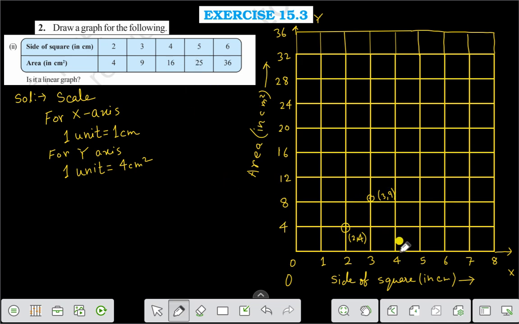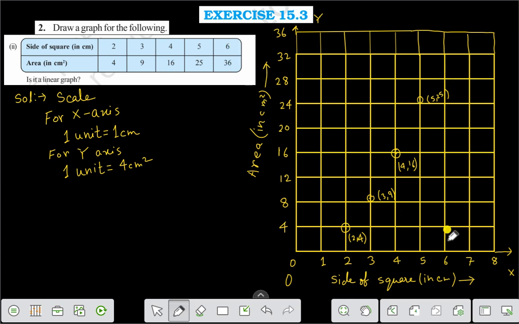Next point is 4, 16. This is 4 and this is 16. This point is 4, 16. Next one is 5, 25. This is 5, this is 24, and by estimation you can find that this point is 25. This point is 5, 25.